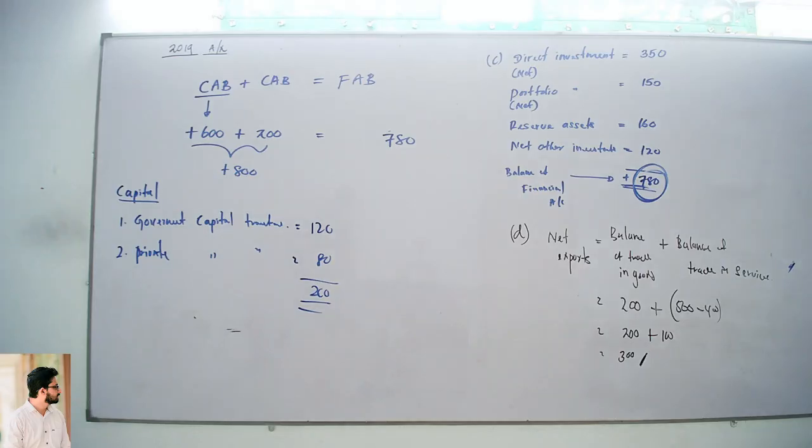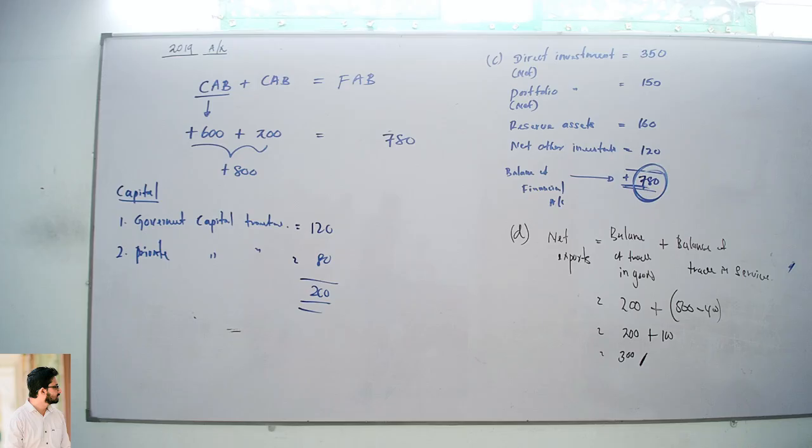Is there any difference or are they equal? There's a difference, Buddha. How much is the difference? 20. Now, Buddha, go and look at the table. What is the 20? You can see that 20 is given as errors and omissions.